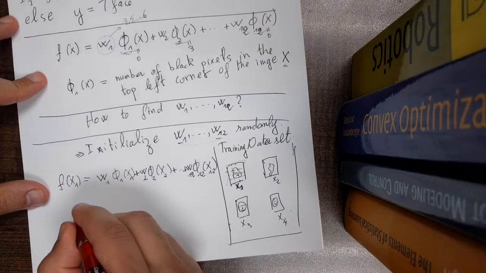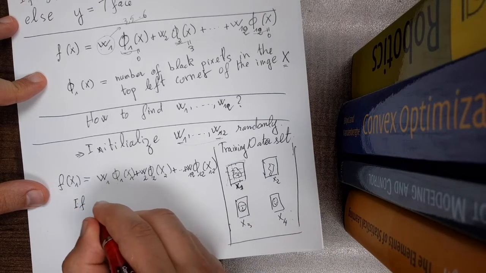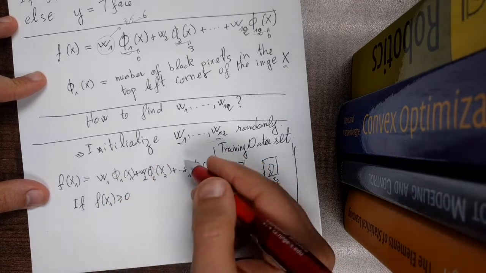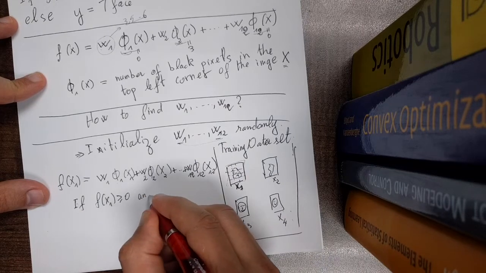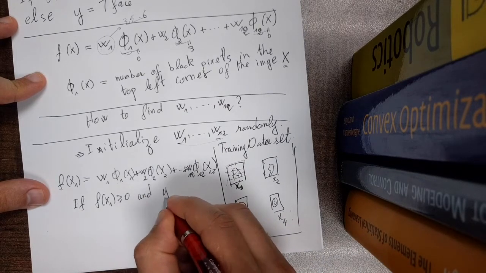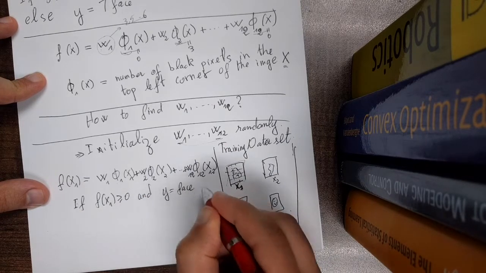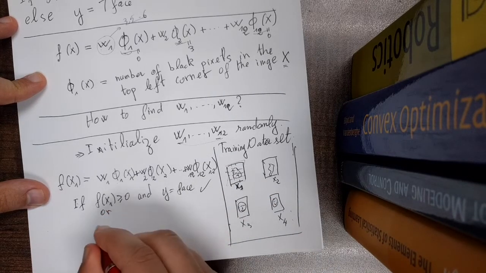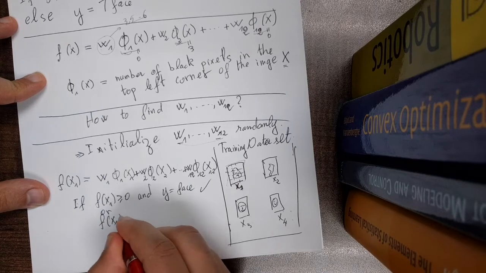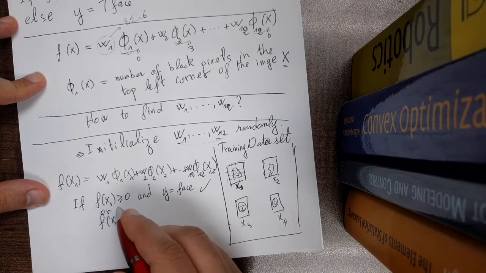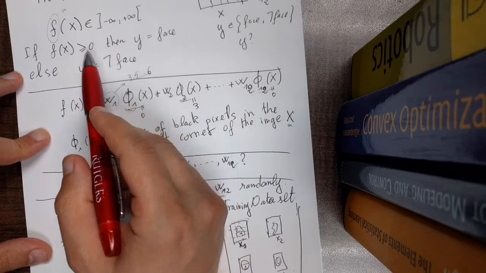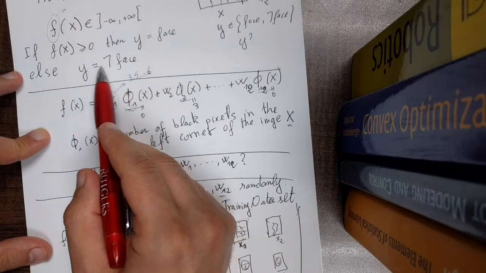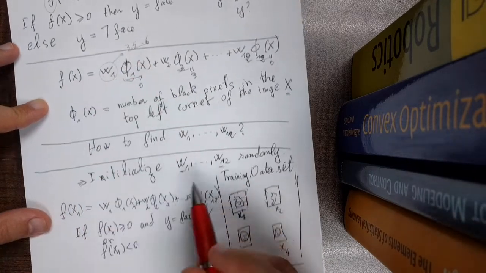Then you say, if f of x1 is strictly positive, which means that your Perceptron is predicting face, and the label is face, then you are good, do nothing. Or if you are predicting not face, if you get something negative, right? Because we said that this is how it works. If f of x is positive, then your prediction is face. If it's negative, then you predict not face.